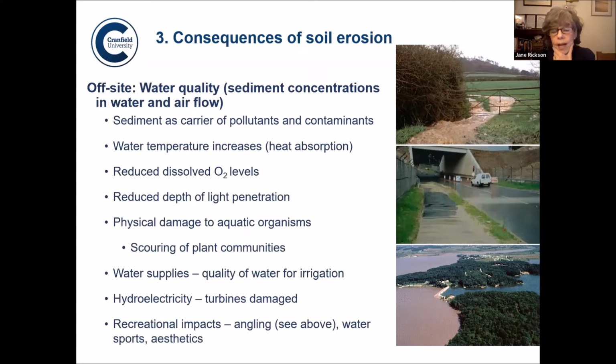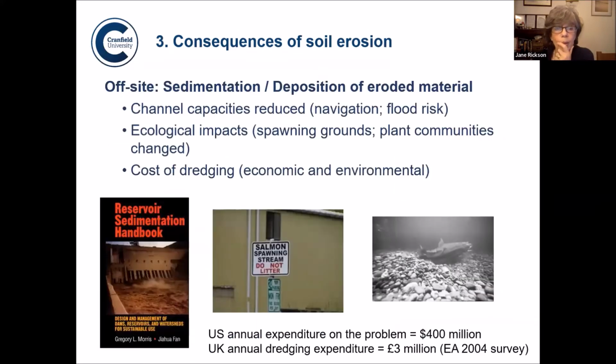Funnily, things like angling have a huge impact in terms of effect on fisheries, for example, by having all of this sediment, which could be controlled at source by using geotextile products. And then again, off-site, we've got sedimentation somewhere. All of that soil is going to be dumped in our channels, which reduces the capacities of those channels, increasing flood risk.